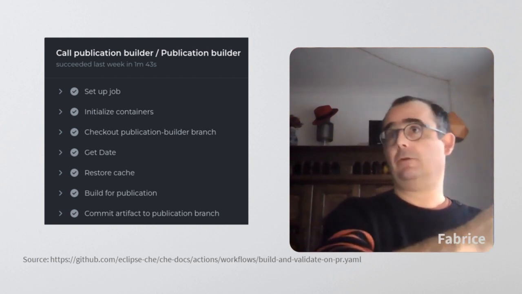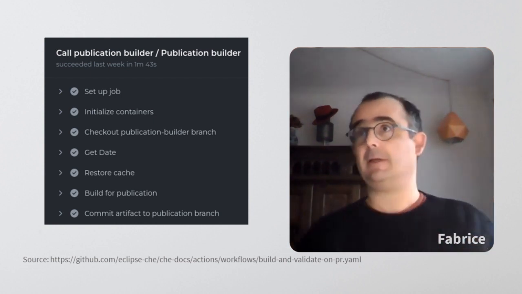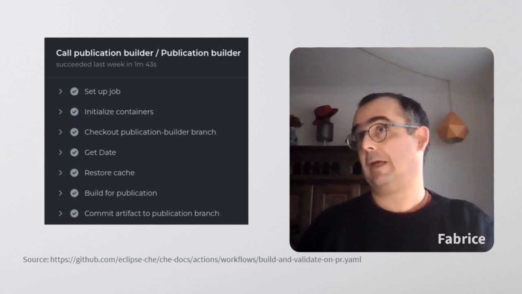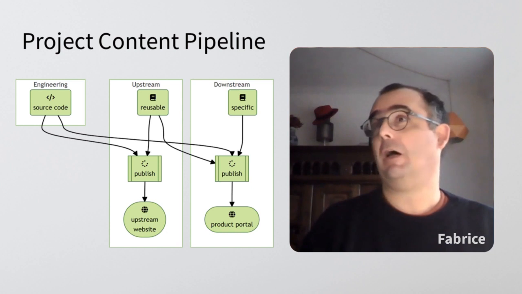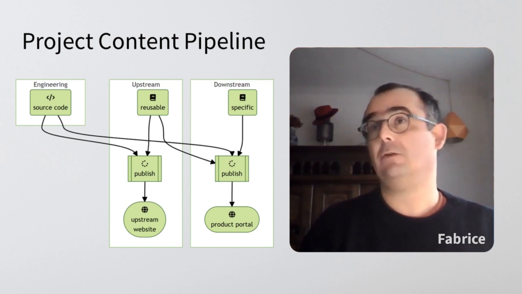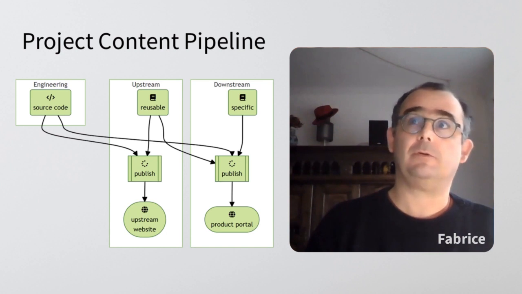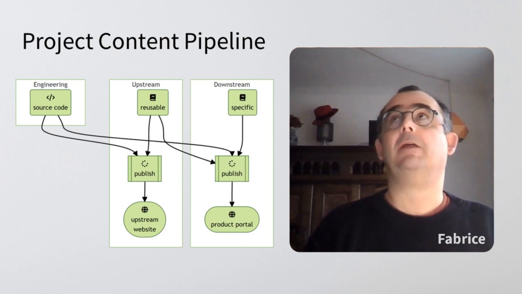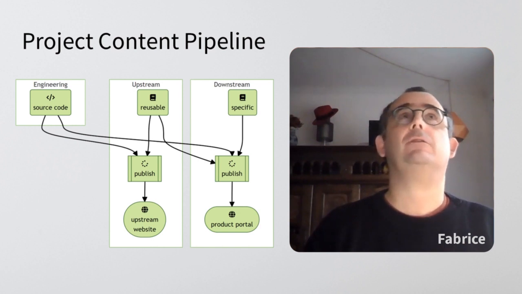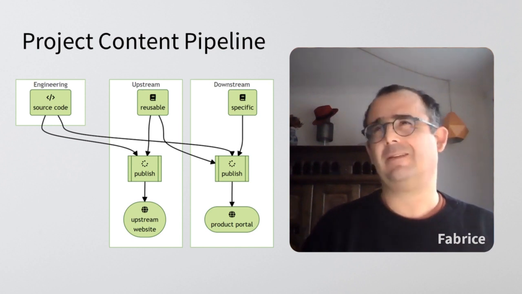So the documentation that is produced in the open lands immediately in the product. That's something really important: you have merged your content in the project, and you have a product documentation that has it directly.